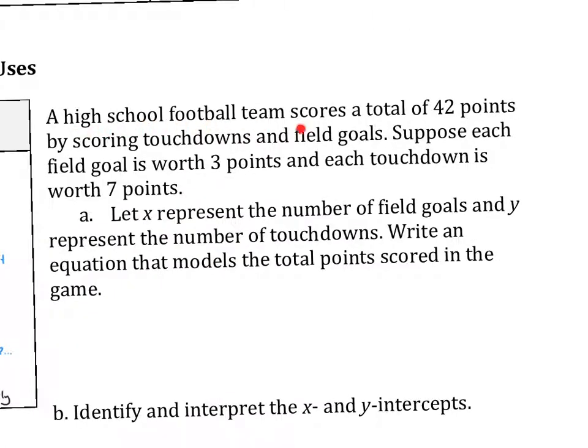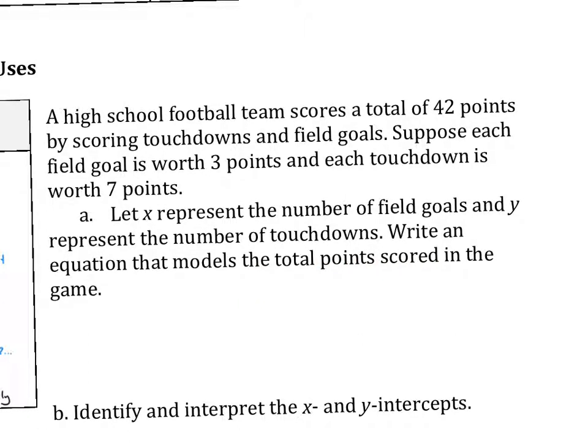A high school football team scores a total of 42 points by scoring touchdowns and field goals. Suppose each field goal is worth 3 points and each touchdown is worth 7 points. A. Let x represent the number of field goals and y represent the number of touchdowns. Write an equation that models the total points scored in the game.